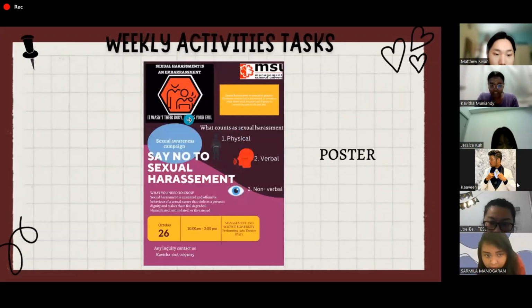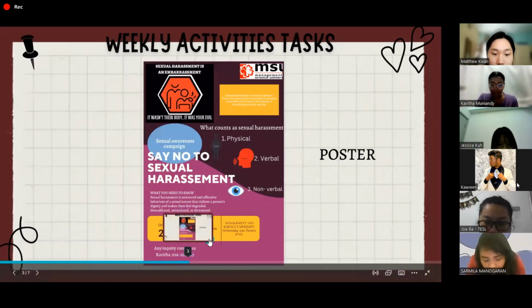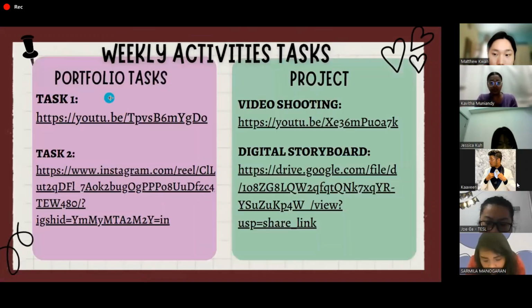And this is my poster. I have included the meaning of sexual harassment and how it can be physical, verbal and non-verbal, and also what we need to know about sexual harassment, the venue, the contact number and the date. So this is my overall poster. And this is my portfolio link for task 1 and task 2, with our video and our storyboard. The task 1 and task 2 portfolio we have already seen in our previous reflection, and my friends have already shown the video and the storyboard. So let's go to our reflection questions.